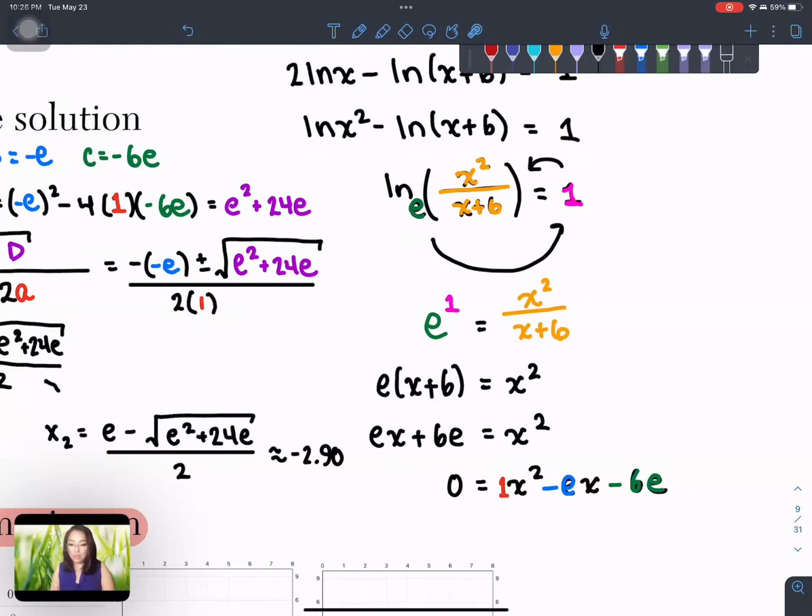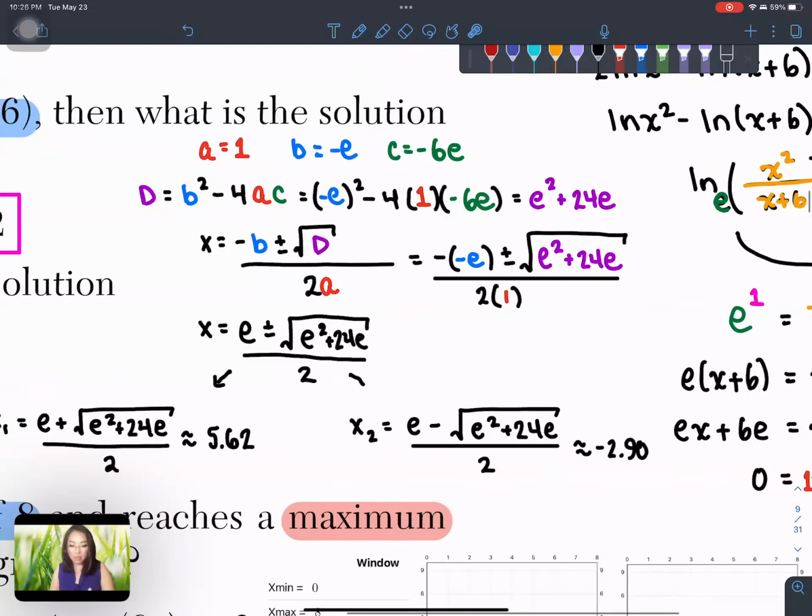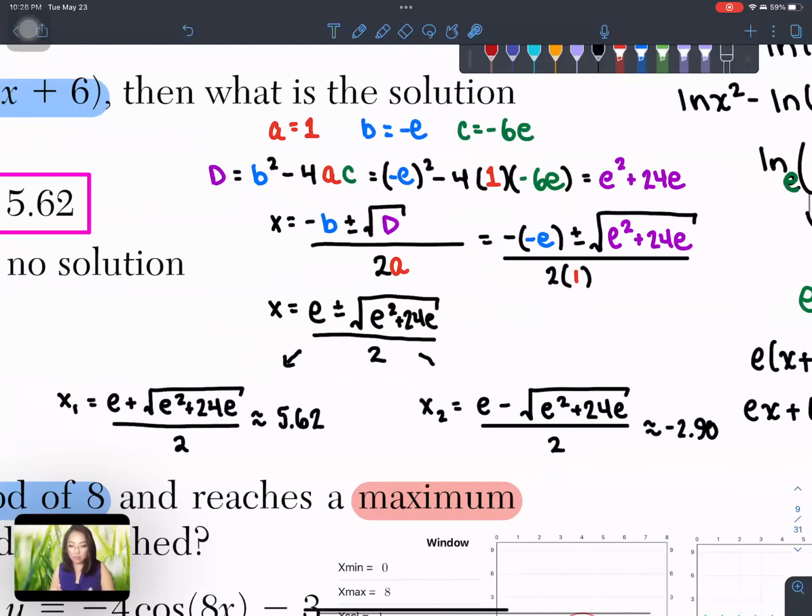So you cross product, and it becomes a quadratic, where a is 1, b is negative e, and c is negative 6e. So this is what I'm talking about. It actually becomes really crazy because e is an irrational number anyways. So when you substitute it in, you're going to get e squared plus 24e. And I did this in class, and my mistake was that I forgot the e in the second term. So just be careful, because there's actually 2 e's in 2 places.